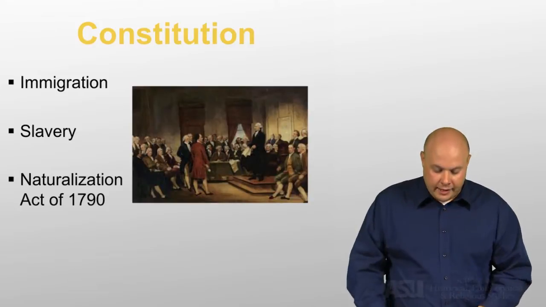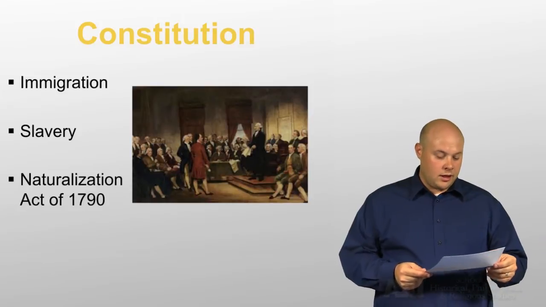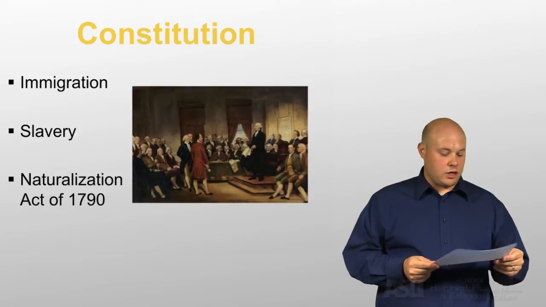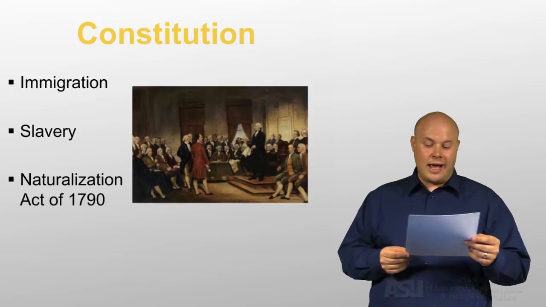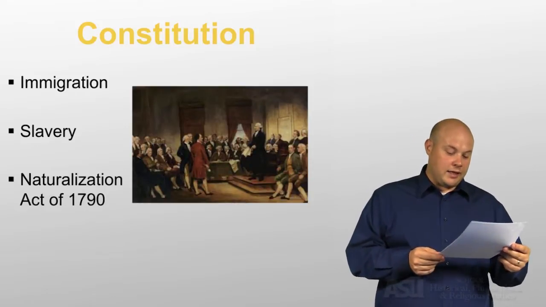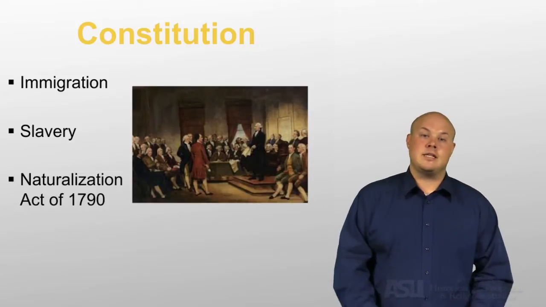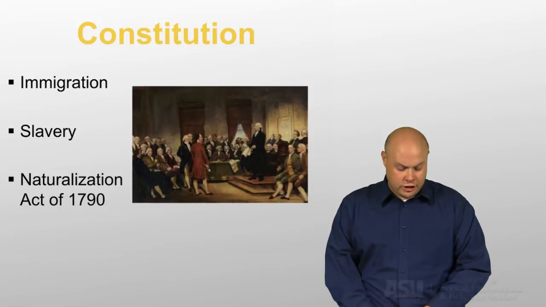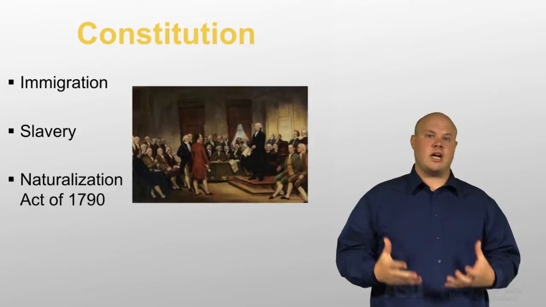Not explicitly, but implicitly. So we look at Article 1, Section 9. This is the passage. The migration or importation of such persons as any of the states now existing shall think proper to admit shall not be prohibited by the Congress prior to the year 1808, but a tax or duty may be imposed on such importation not exceeding $10 for each person. What in the world does that mean? That means that Congress isn't going to talk about the slave trade until 1808, right? Doesn't mention slavery, doesn't mention enslaved peoples, but it clearly references the migration and importations of such persons, right?